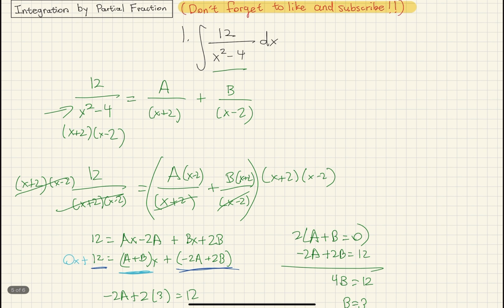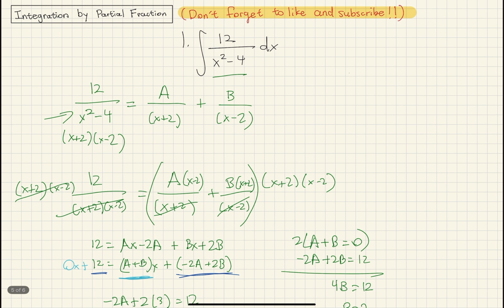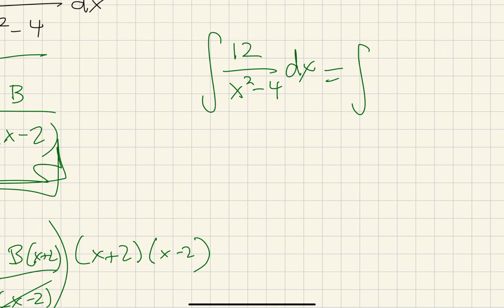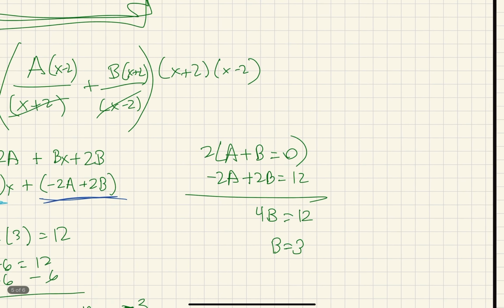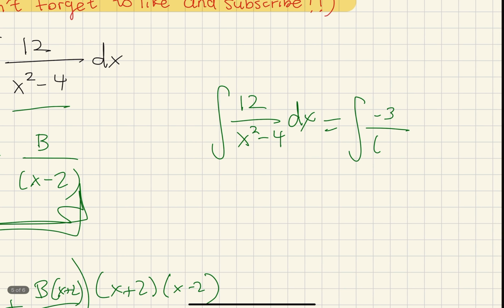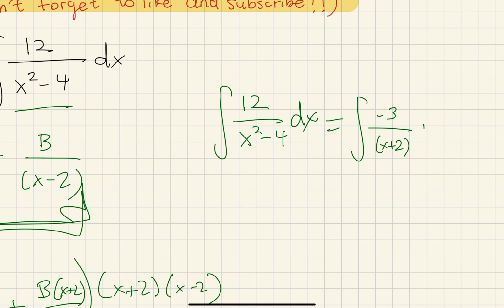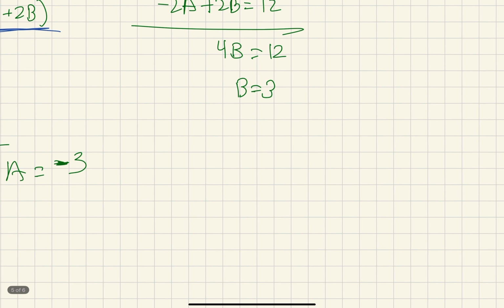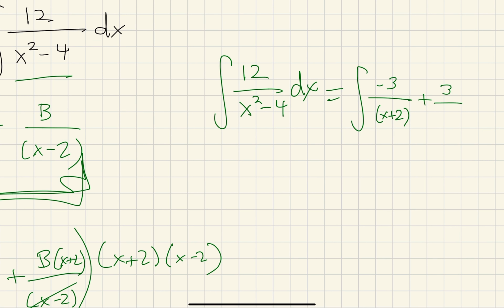So let's plug it back in. The integral of 12 over x squared minus 4 dx. And basically we're saying that this fraction equals the same thing as these partial fractions. So the integral of A, and A equals negative 3, so negative 3 over x plus 2, plus B, where B equals 3, so 3 over x minus 2, dx.